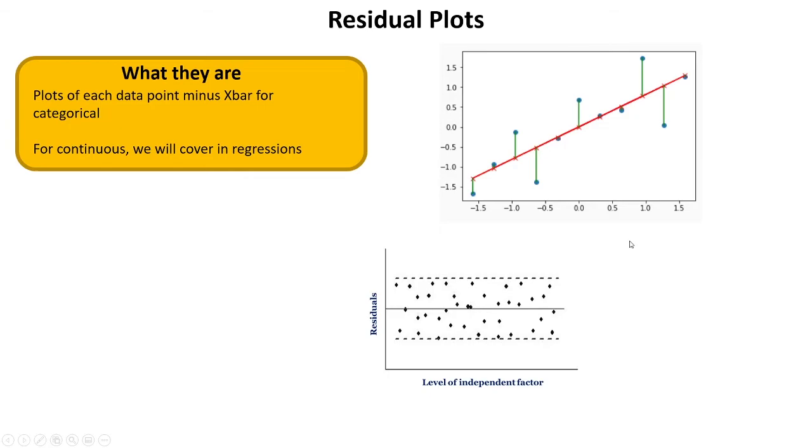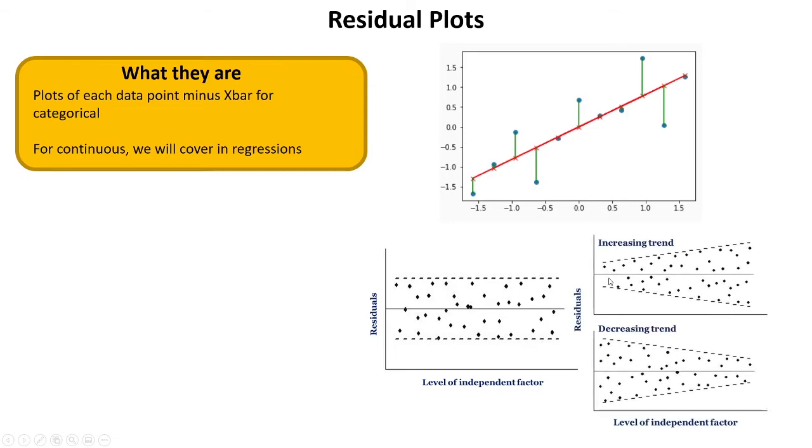And so you'll generate a residual plot where the residuals will disperse around 0 across the levels of the independent factor, in this case, negative 1.5 to 1.5. And they'll distribute evenly if you have homogeneous variances. But if you have heterogeneous variances, what you'll end up seeing is an increasing trend or a decreasing trend, where they will spread out more or decrease more as you move across the levels of the independent factor. And this would indicate that you don't have homogeneity of variances.